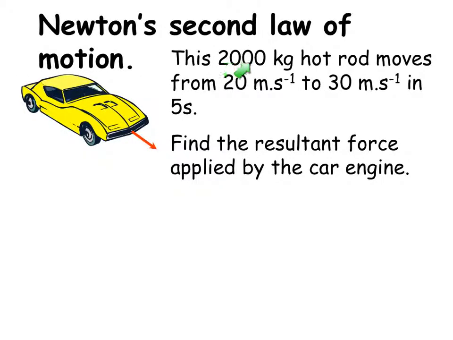This is a 2,000 kilogram car, and it moves from 20 meters per second to 30 meters per second in 5 seconds. Find the resultant force. Well, force is equal to mass times acceleration. Great, but they haven't given me acceleration. They've given me 2 velocities. They've given me a time.